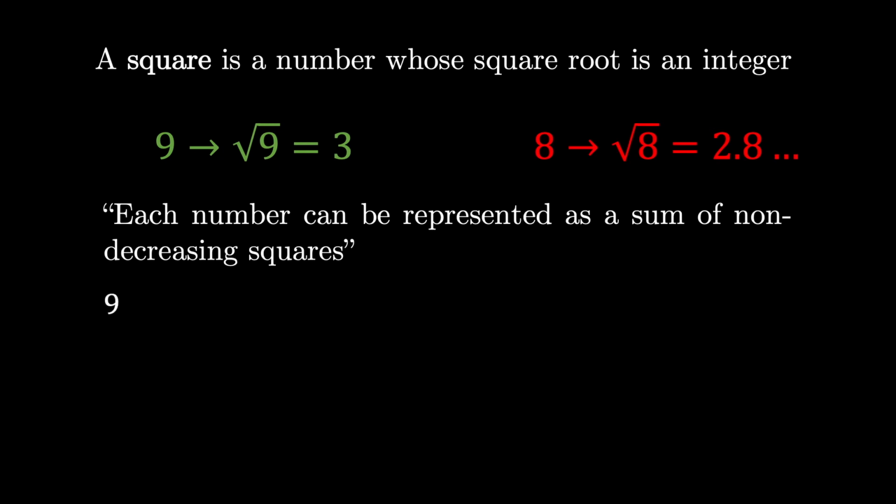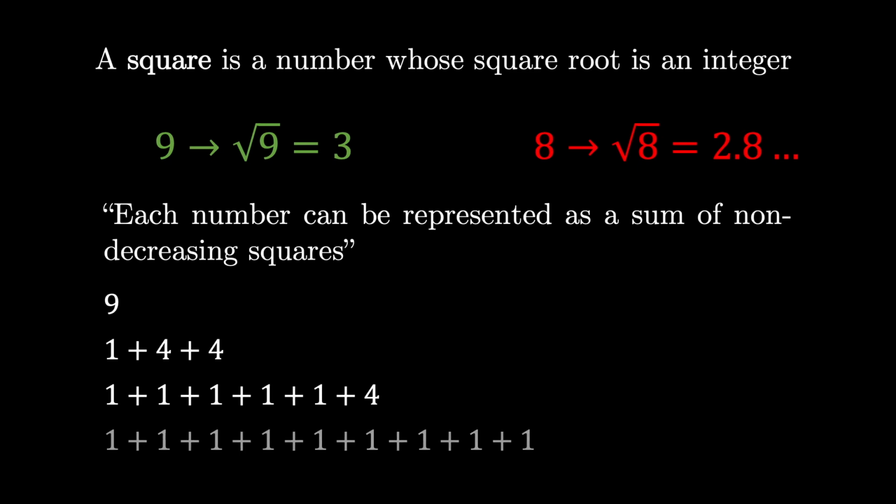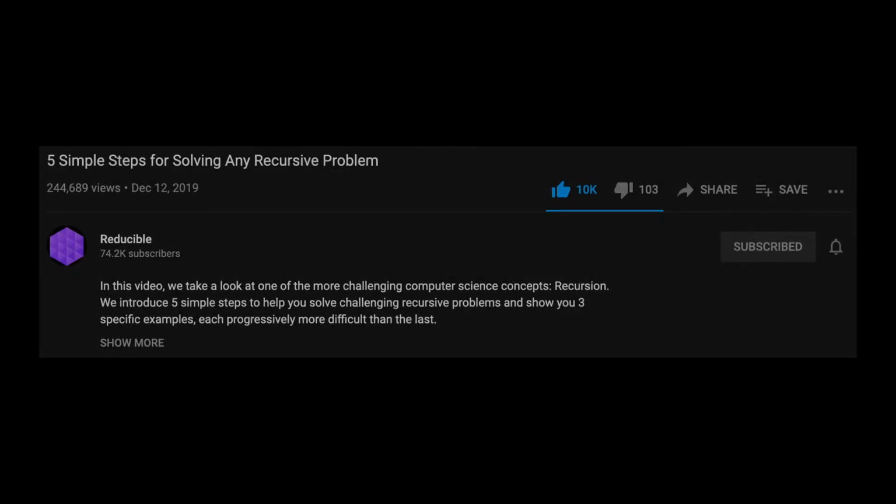Let's take 9 as an example. Since it is itself a square, then 9 is one of the sums. But we also have 1 plus 4 plus 4, 1 plus 1 plus 1 plus 1 plus 1 plus 4, and finally 1 plus 1 plus 1 plus 1 plus 1, etc., etc. When I had to solve this problem for one of my courses, it took me a long while. To come up with an answer, I took inspiration from Reducible's video in 5 simple steps for solving any recursive problem. Links in the description below.